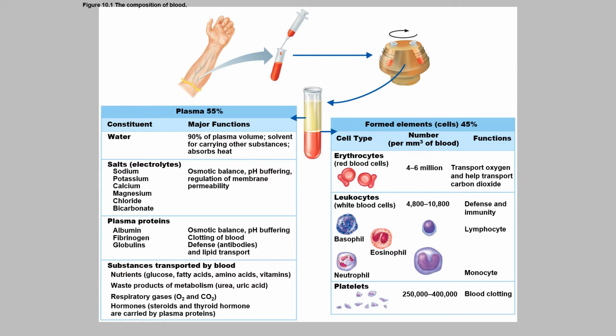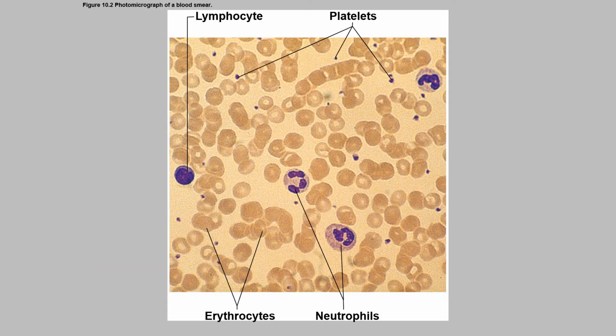And then about 45% of the blood is what we call formed elements. These are your cells. And there's different types of cells. You have your erythrocytes, which are your red blood cells. You have your leukocytes, which are your white blood cells. And then you have your platelets. Now, your erythrocytes are going to be involved with transporting gases, such as oxygen, carbon dioxide. The leukocytes, those white blood cells, are involved with defense and immunity. And then the platelets are going to be involved with blood clotting. So everybody has their own purpose and function with it.